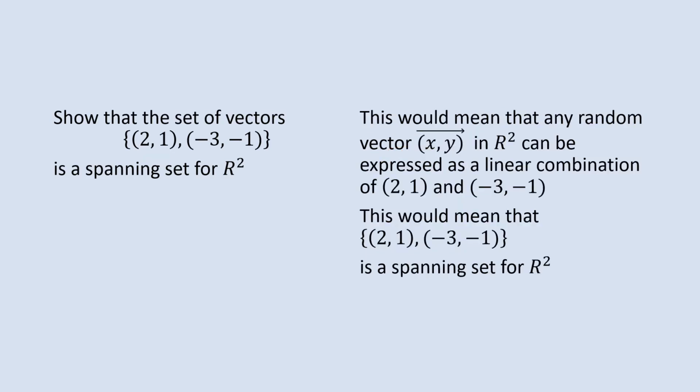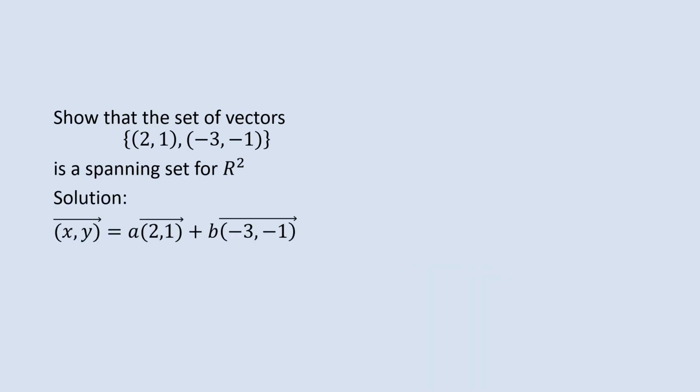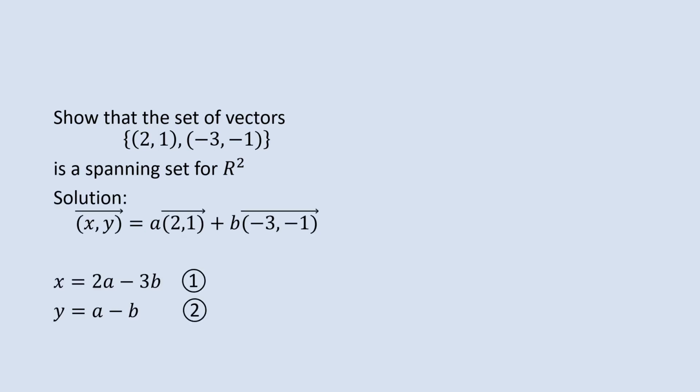And if we could do that, that would mean any random vector (x, y) in R2 could be expressed as a linear combination of (2, 1) and (-3, -1), meaning that (2, 1), (-3, -1) was a spanning set for R2. So to begin, we write it as a linear combination. And then we say that means x must be a times 2 plus b times -3, and y must be a times 1 plus b times -1.